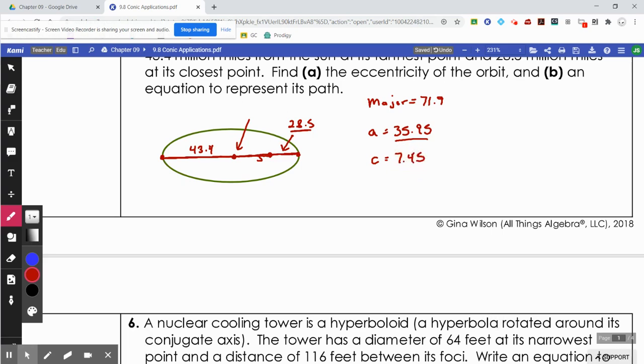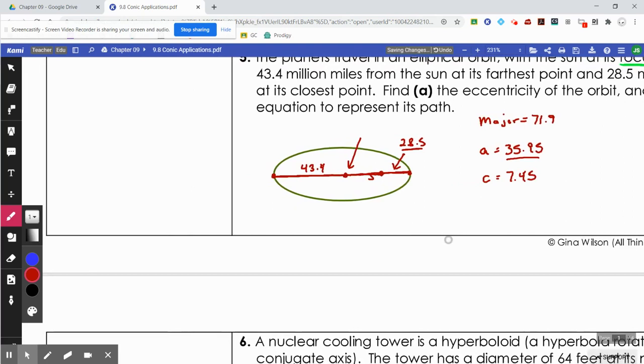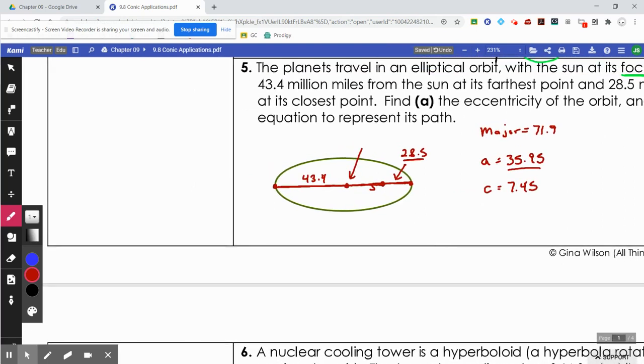7.45. Now, part a says find the eccentricity, and we've actually got enough information now to find that eccentricity. The eccentricity of an ellipse is equal to c over a. So therefore, you have 7.45 over 35.95, which is about 1/5, or around 0.2. You get an eccentricity of 0.21. So there's part a.